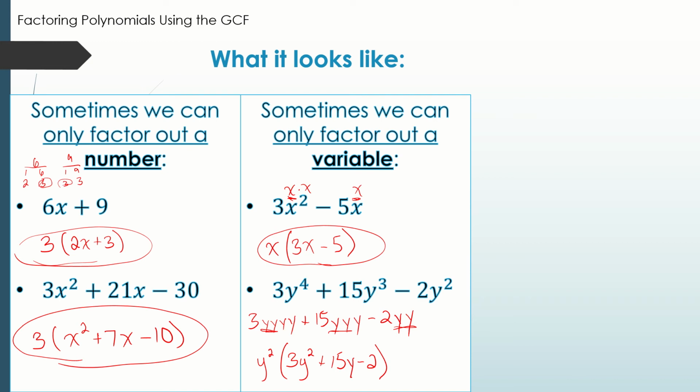So if we mentally redistribute, y squared times 3y squared is 3y to the fourth. That works. Y squared times 15y is 15y to the third. That checks out. Y squared times negative 2 is negative 2y squared. So that one is correctly factored.